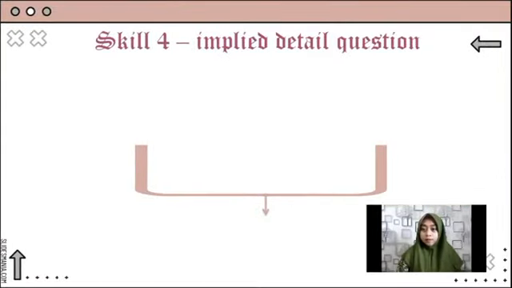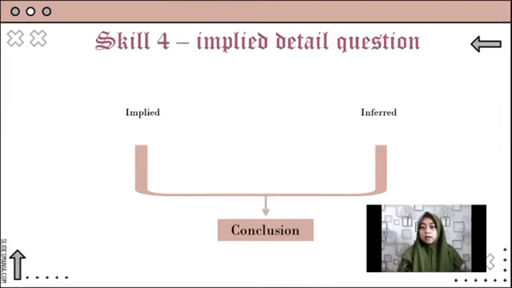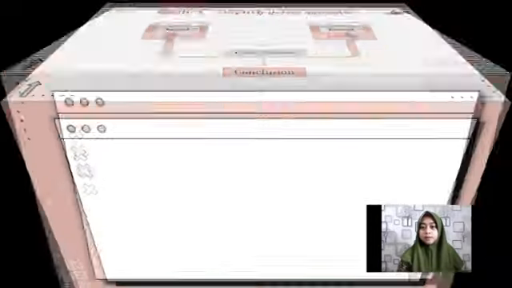In skill 4, there is an implied and inferred, and it is a conclusion. The conclusion is the result of a conversation or the essence of a reading. The difference between implied and inferred: implied isn't in the text, and inferred is in the text.